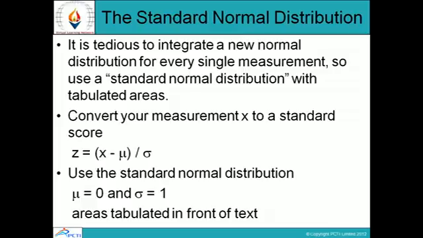The standard normal distribution. It is tedious to integrate a new normal distribution for every single measurement. So use a standard normal distribution with tabulated areas. Convert your measurement x to a standard score, so z equals x minus mu upon standard deviation. Use the standard normal distribution, mu equal to 0 and sigma equal to 1. Then the area is tabulated in the back of the text.